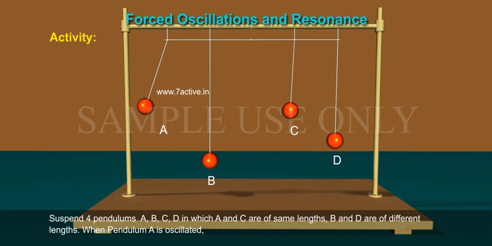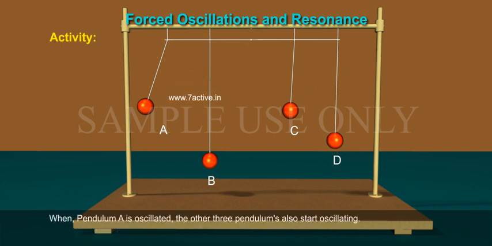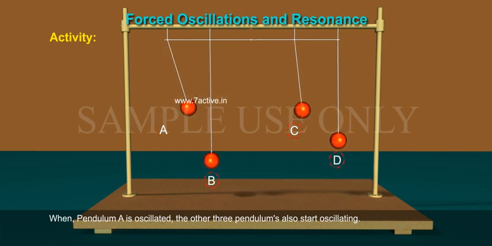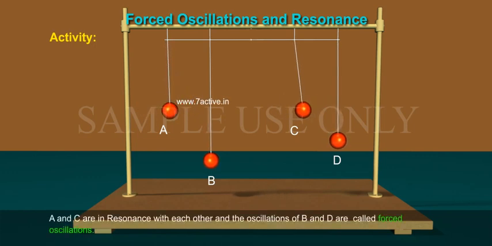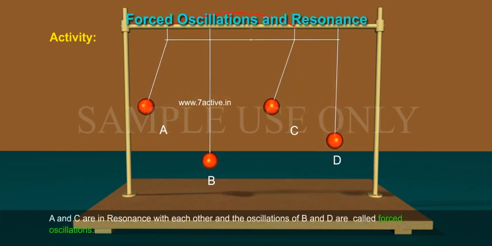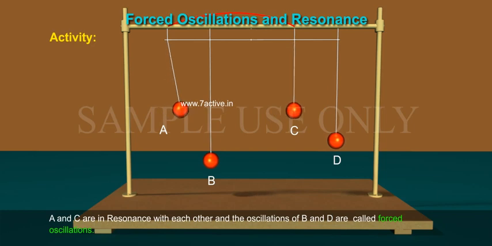Suspend four pendulums A, B, C, D, in which A and C are of the same lengths, and B and D are of different lengths. When pendulum A is oscillated, the other three pendulums also start oscillating. A and C are in resonance with each other, and the oscillations of B and D are called forced oscillations.